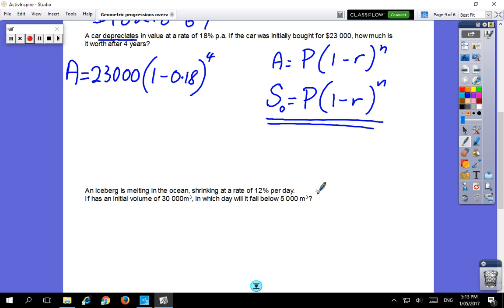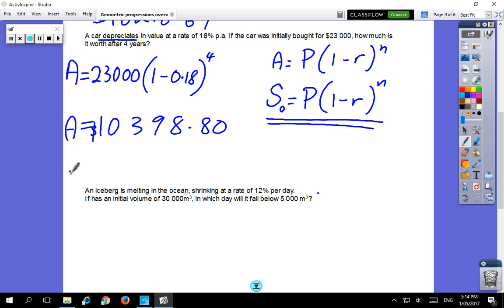23,000 outside of 1 minus 0.18 to the power of 4. So this will have shrunk in this very short amount of time to $10,398.80. Squeeze a dollar in there. It's not very neat, but hopefully you get the idea.